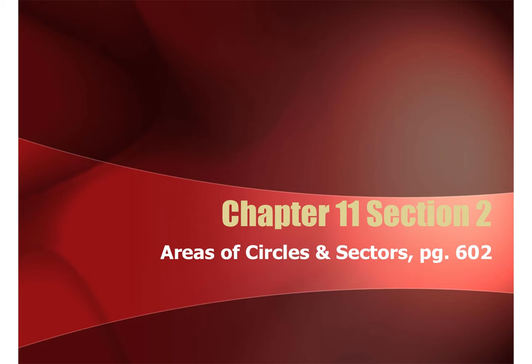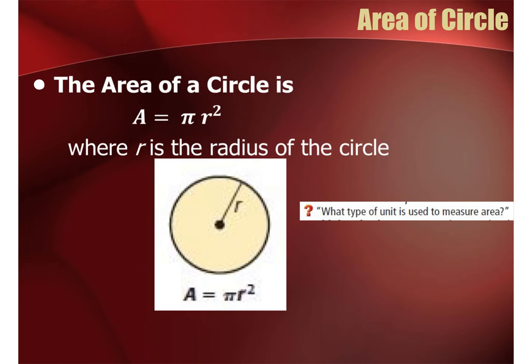Okay, in 11.2, we are now talking about the area of circles and their sectors. So we've talked about the length of both the circumference and arc lengths, but now we're talking about the areas of circles and their sectors. The first thing that we're going to learn is that the area of your circle you can get by taking A equals pi r squared. The area is equal to pi r squared.